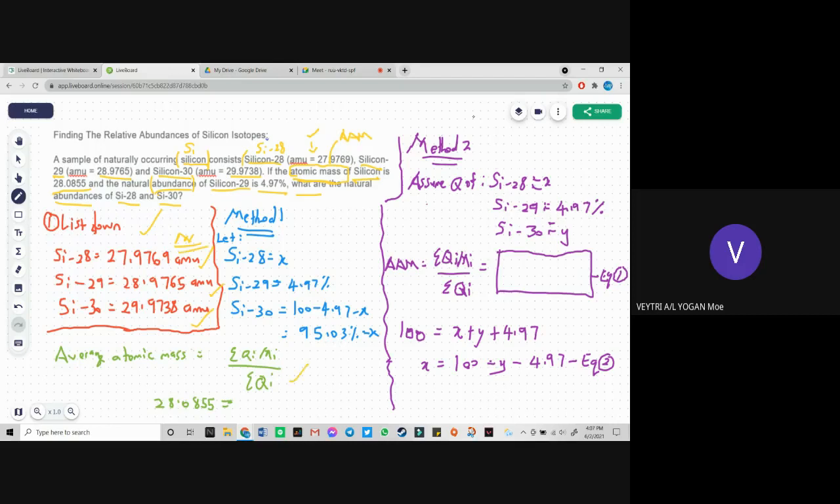Okay? Now, to solve this question, there's two different methods. The first method is let the abundances. Okay, don't forget here, let the Q of Q2 just represent your abundance. Okay?